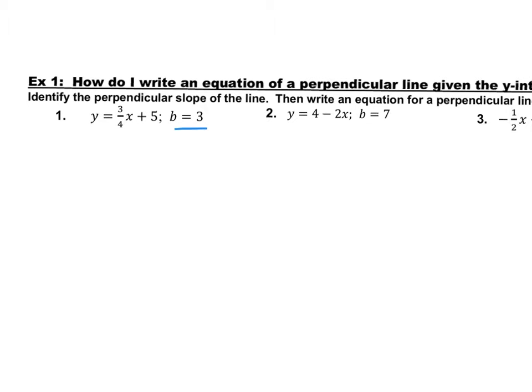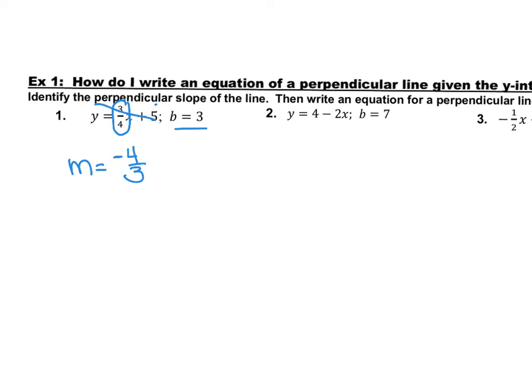So first of all, let's identify our slope of our original line, which is 3/4. And then we need to identify the slope of a perpendicular line. Remember, the perpendicular line is going to be the opposite reciprocal. So the opposite here of positive is going to be negative, and the reciprocal of 3/4 is 4 all over 3.